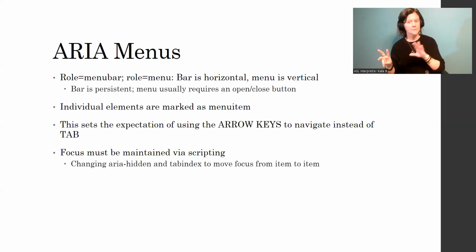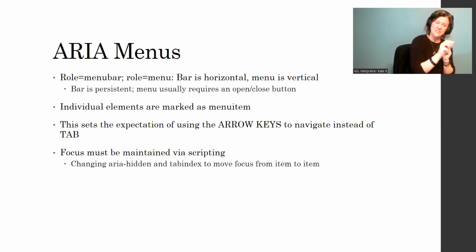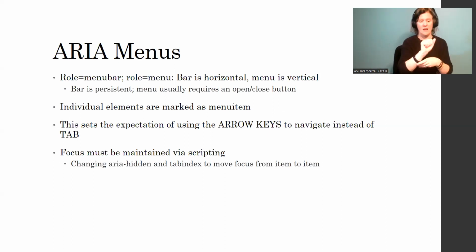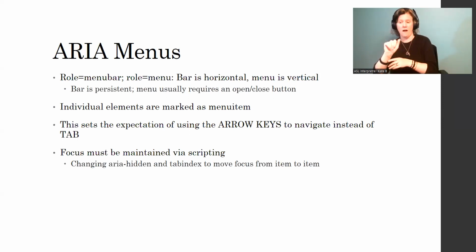It is important also that you need to maintain the focus via scripting. And this is again where we have to code every single way we interact with it, because unlike in HTML, where we can just move through links and such, we have to make sure that we're switching the ARIA hidden and tab index values as focus moves from item to item. So the first option that appears that should be selected should have aria-hidden equals false and tabindex equals 0, so that the screen reader can move to it. All of the other menu items need to have aria-hidden equals true and tabindex equals -1, so that they're ignored initially. And then when the user moves to the next element, those will switch.